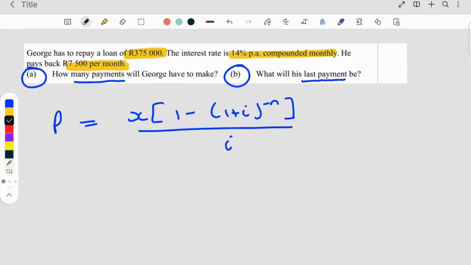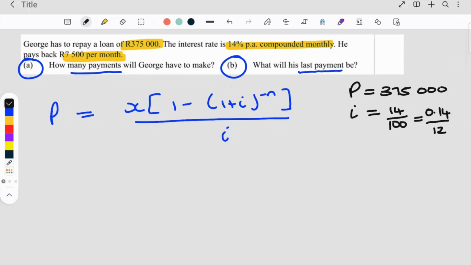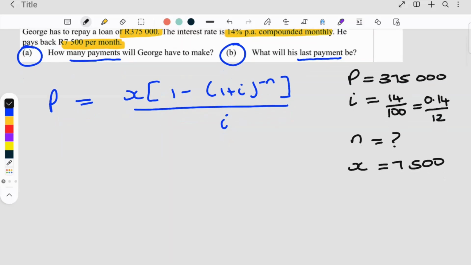P is the value of the loan. So we know P is 375,000. Then I is the interest rate. So it's 14%. So 14 over 100 gives us 0.14. And this is over 12 because it's compounded monthly. N is the number of payments. That is actually the question. We don't know. And our monthly payment is 7,500.